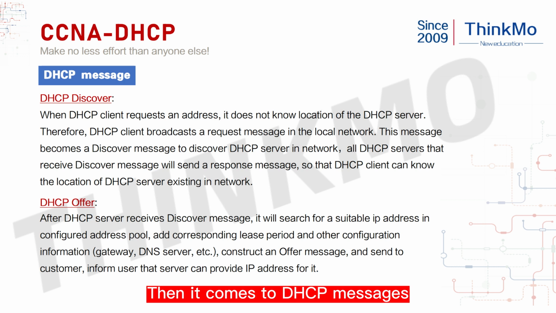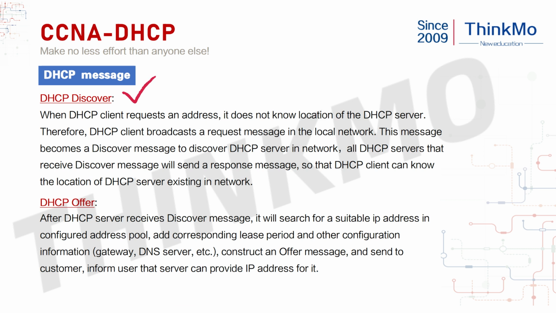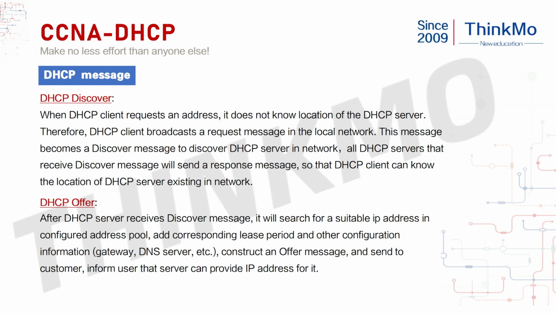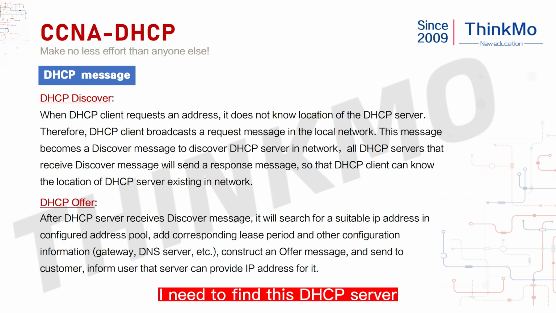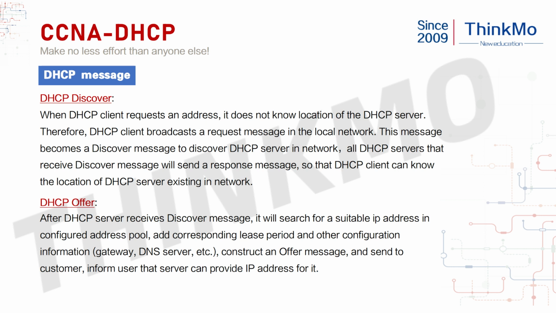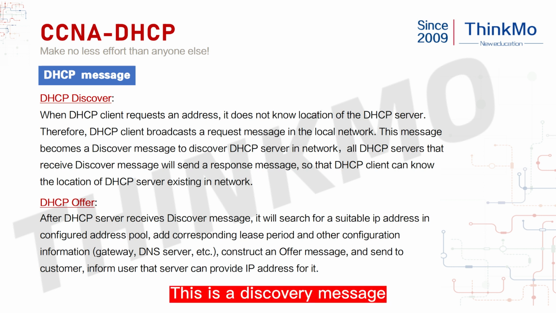Then it comes to DHCP messages. Normally, 4 types of packets are used. The DHCP discover message is a discovery message. What is a discovery message? At first, the client doesn't know what is in the network. Where is the DHCP server? Because it doesn't have an address, it needs to find the DHCP server. When it finds it, it lets the server assign the address. This is a discovery message.